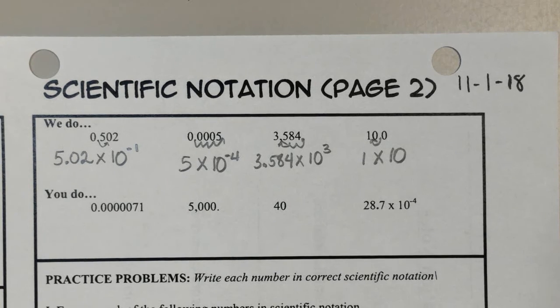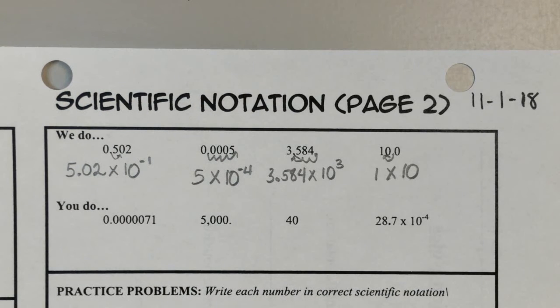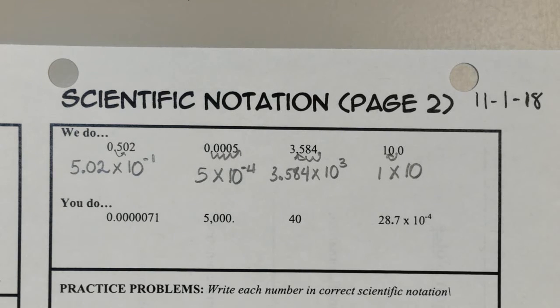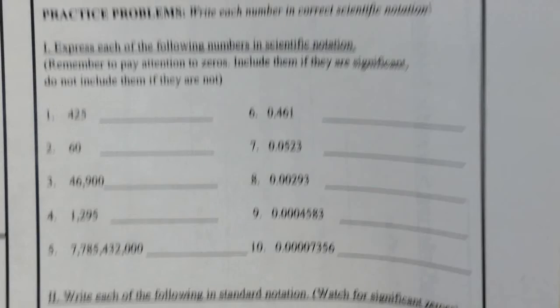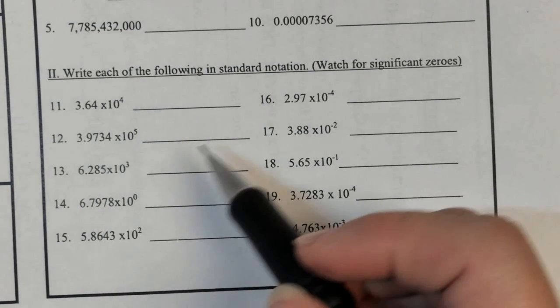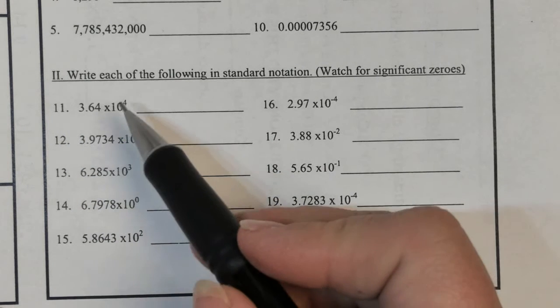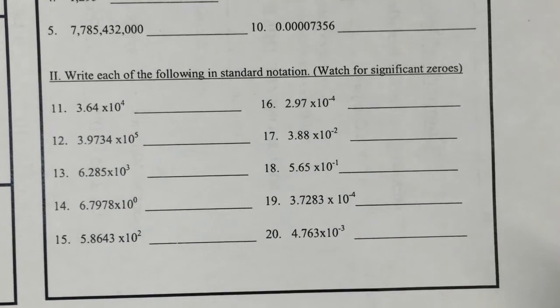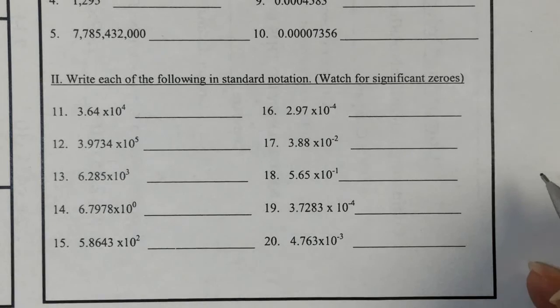Okay. Now the rest of these can be for practice, but let me show you that part of this is to go from scientific notation to standard form. So let's look at this bottom section. When you're going from scientific notation to standard form, the decimal tells you how many places to move your decimal and in which direction. Okay?